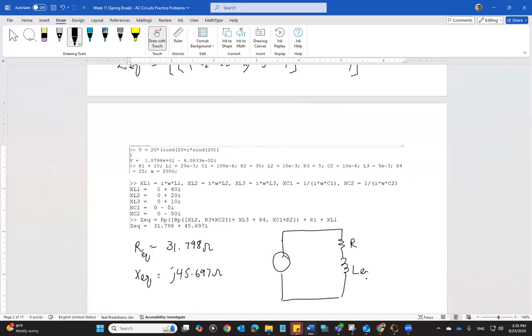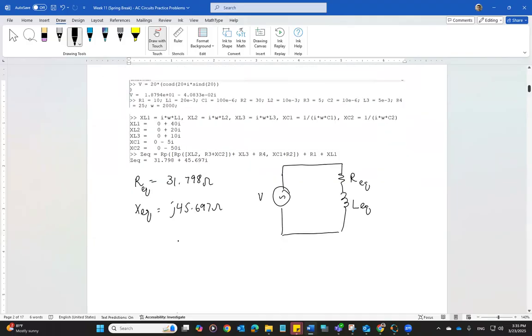We can call it R equivalent and L equivalent. And this is your source. And now you can calculate the value of L equivalent. Remember, your X is j omega L. So L equivalent is the magnitude of X, that is omega L, divided by omega.